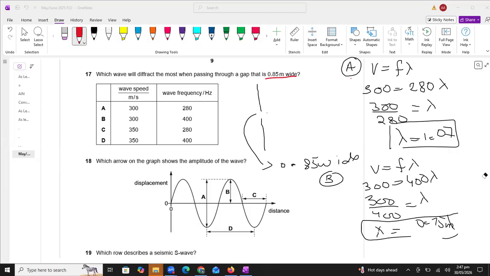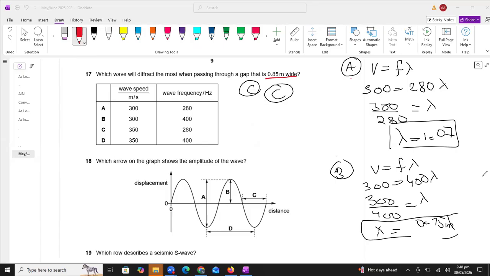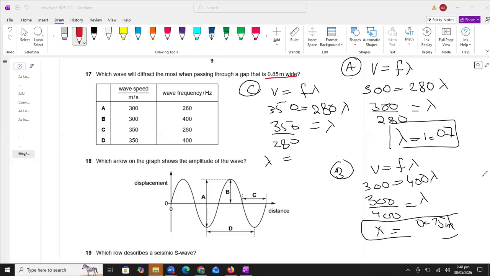Now we will solve for option C and option D as well. Okay, well done, students. For option C, what are we getting for the wavelength, students? V is equal to f lambda, and V is 350. Frequency is 280. We have to find the wavelength. So 350 divided by 280 is equal to lambda. So lambda is equal to 1.25. So that's a bigger value, which means the wavelength is greater here.